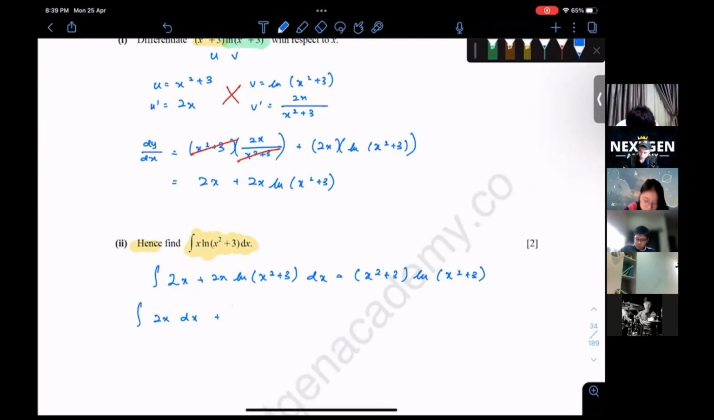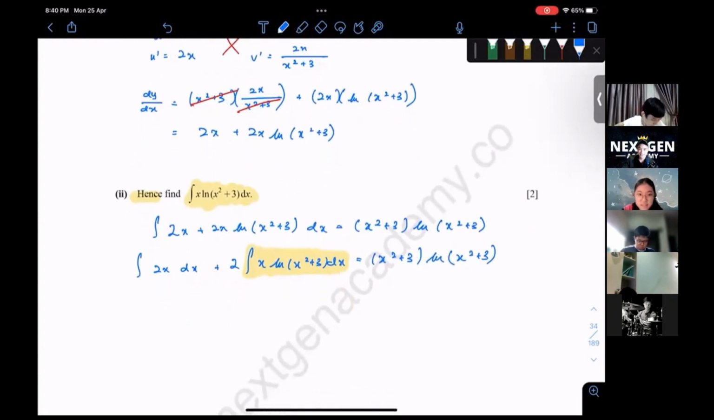Okay, these two, I also can put it outside like that because you all have to focus on what do you exactly want. Which is the question itself, which is this part here. So you see, integrate x ln x squared plus 3 dx. Can you all see? Okay, Suki can continue from here. What do you do next?